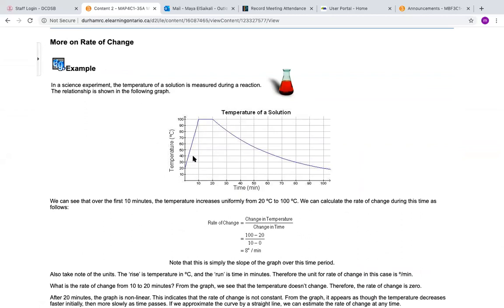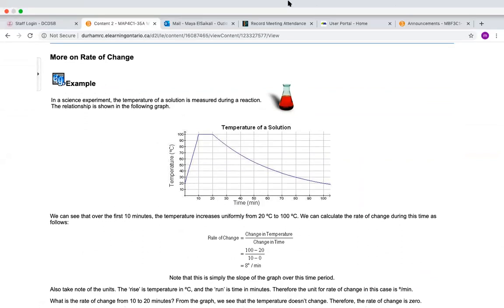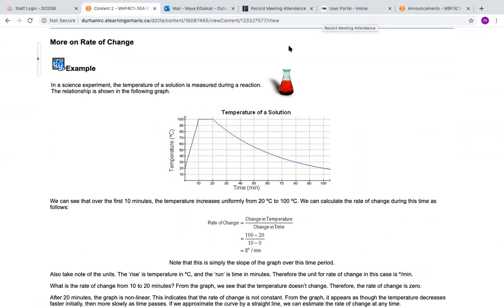So what we're seeing here, if I'm looking at this part of the graph from here to here, we see that it's increasing sharply and uniformly from 20 degrees to 100 degrees. Then what do we see? We see a constant temperature, right? So the temperature stays constant at 100 degrees.